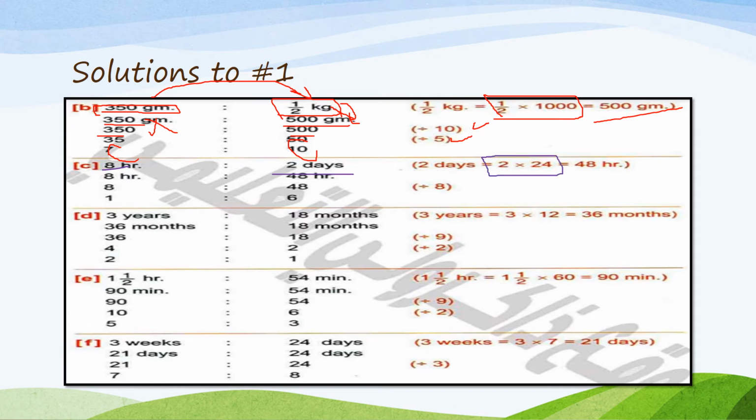So we have another one here. 8 hours to 2 days. So you converted the 2 days to 48 hours by multiplying 2 by 24, because we know that the day has 24 hours, and it became 48 hours. So 8 hours to 48 hours, the hours are cancelled out and both of these are divisible by 8. 8 divided by 8 is 1 and 48 divided by 8 is 6. So it's now 1 to 6.